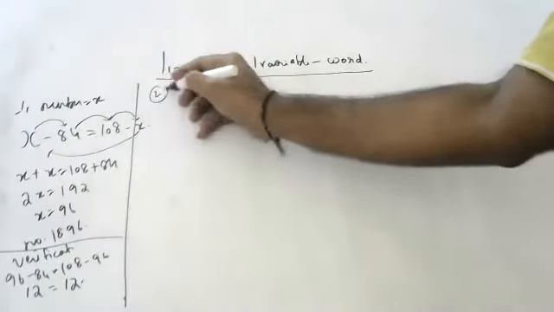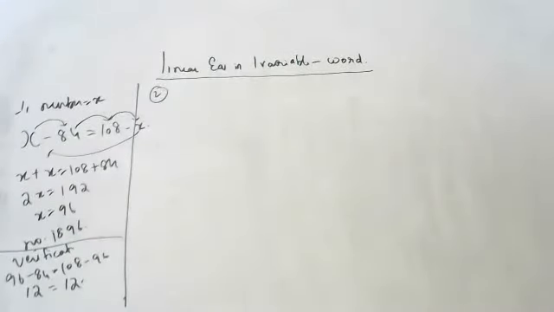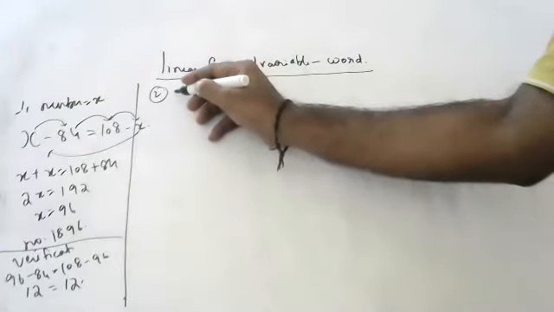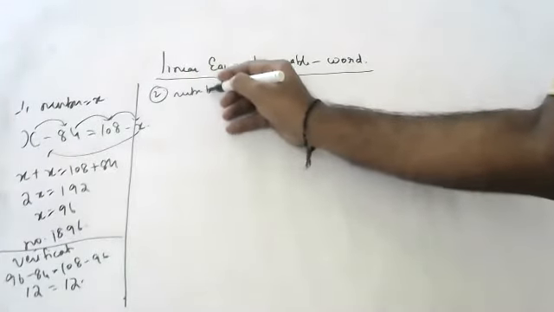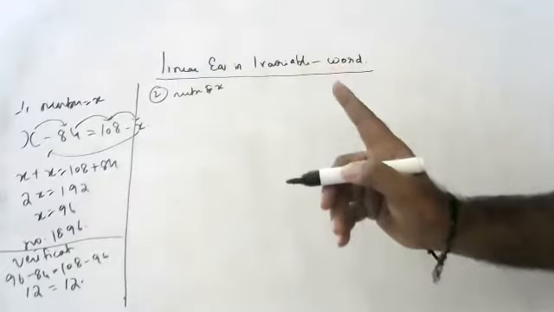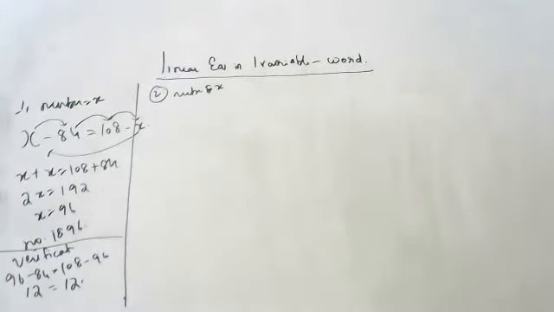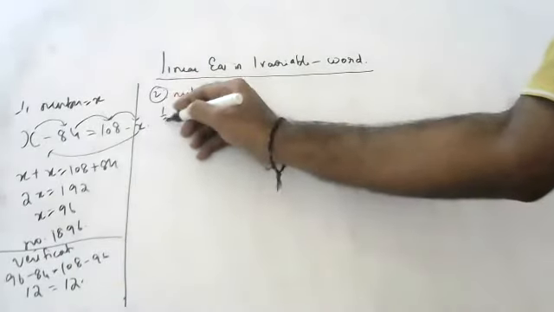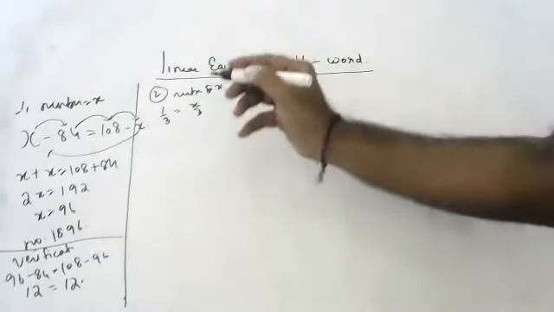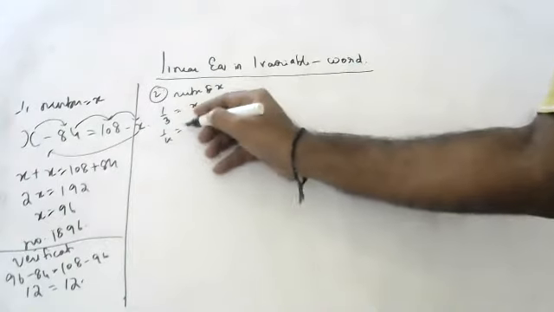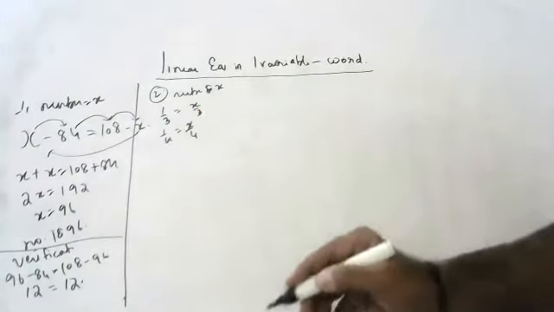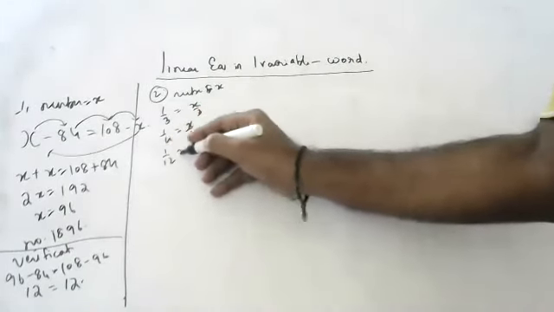Second question. A number is 56 greater than the average of its one-third, quarter, and 1/12. Find it. See, children, let the number be x. What is one third of this number? x by 3. And what is a quarter? x by 4. And what is 1/12? x by 12.